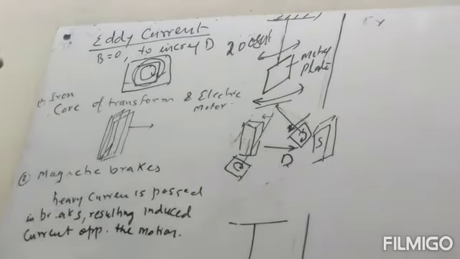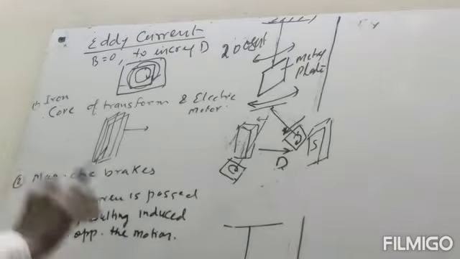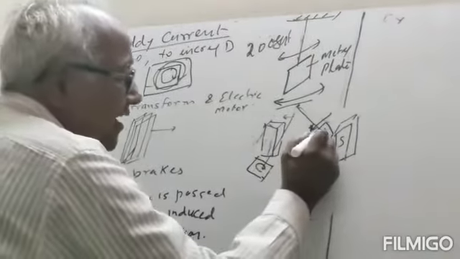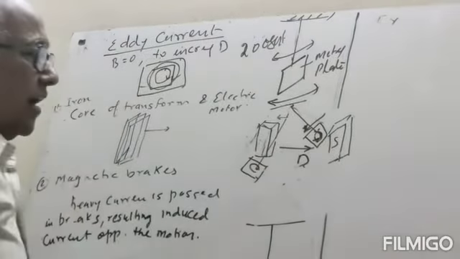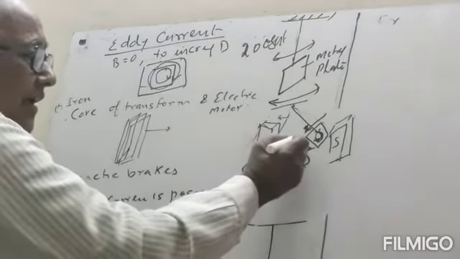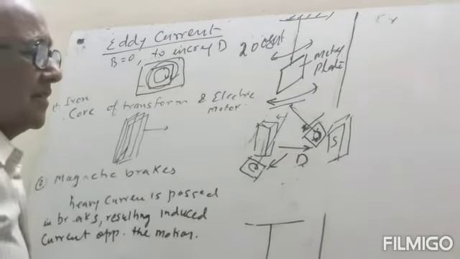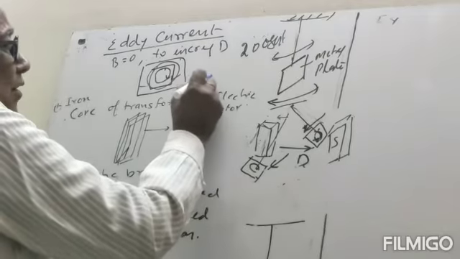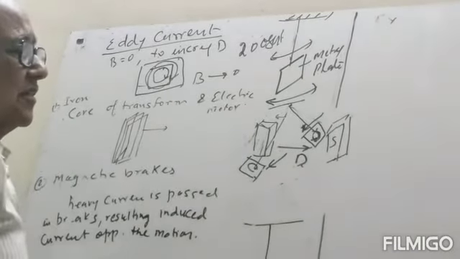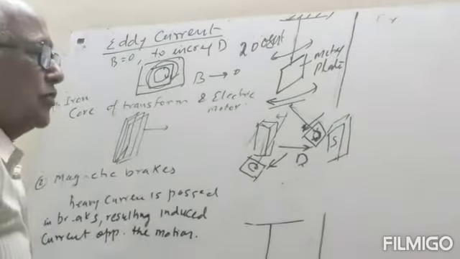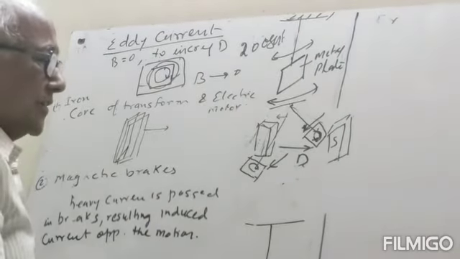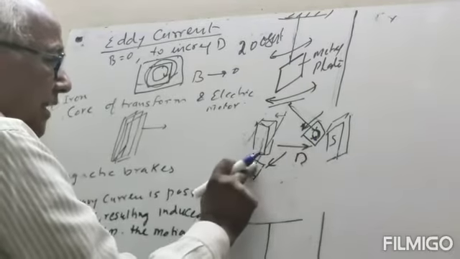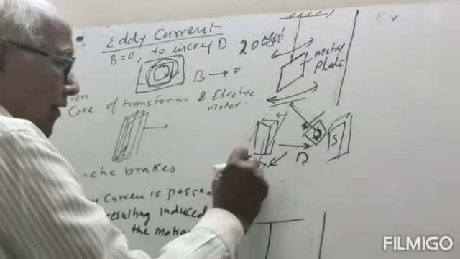Now this induced current, from Lenz's law, will oppose the motion. So when it enters, if the induced current is in the clockwise direction, then what will happen when it is going outside? The magnetic field will be decreasing from B to 0. So the induced current will be in the opposite direction. Here the current was clockwise, and here the current will be anti-clockwise.